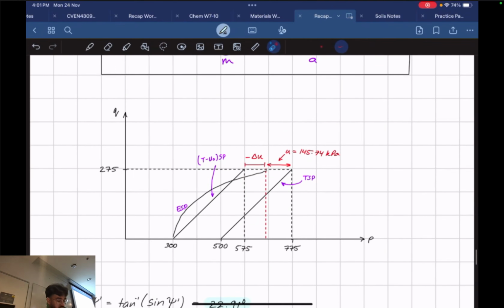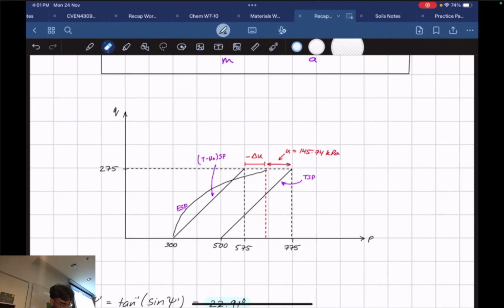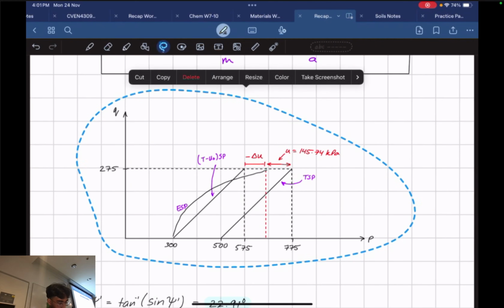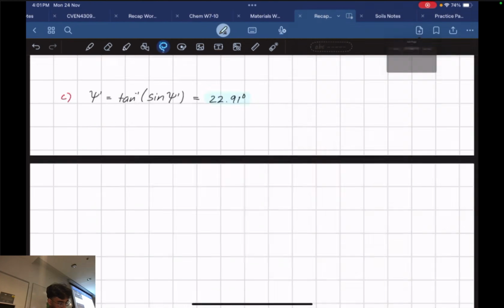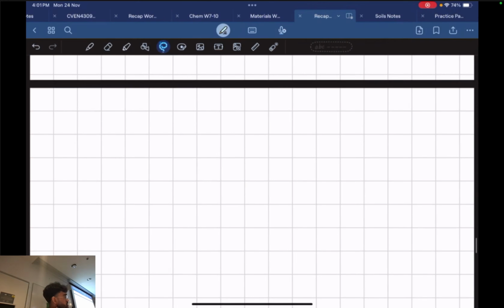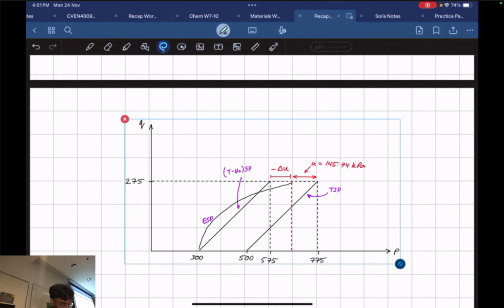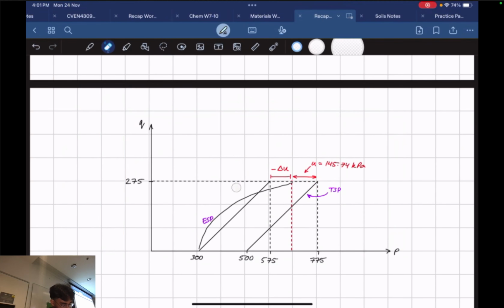This is what my TSP, ESP, back pressure stuff looks like. So I'll show you what I started with. Let me copy this. I'll show you how I did it step by step. So I don't think there's time to go to the last question, but there are solutions online for it. So hopefully you guys are able to get a chance to look at it.